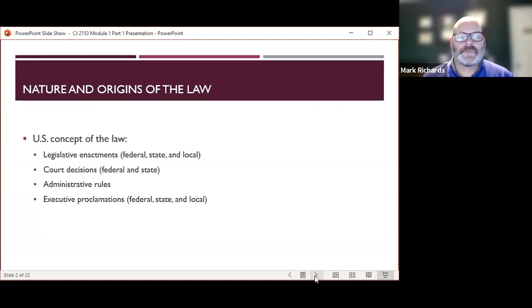The origins of the criminal law in the United States are based upon the concepts found in our criminal law system. These concepts come from legislative enactments at the federal, state, and local level, court decisions at the federal and state level, administrative rules, and executive proclamations at the federal, state, and local levels.